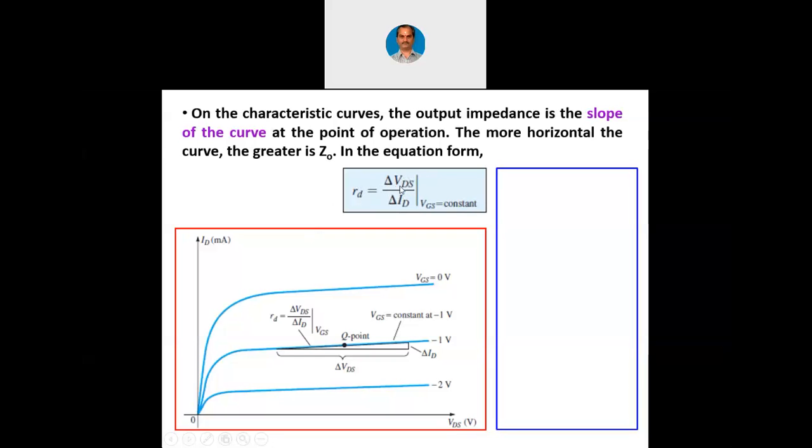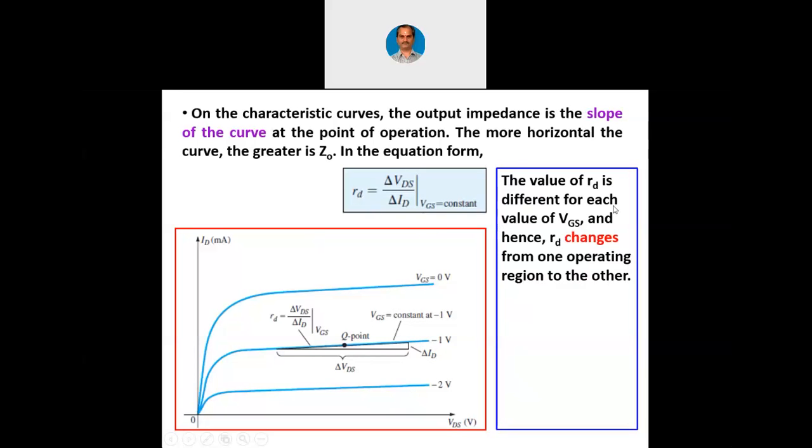Remember, this VDS is in volts, whereas ID is in milliamperes. So naturally, at the numerator, you will have a small factor times 10 power minus 3. When that 10 power minus 3 goes to the numerator, it becomes 10 power plus 3 multiplied into this delta VDS. So naturally, RD is going to be much larger for a given VGS. Now, this can be measured for all the three curves.